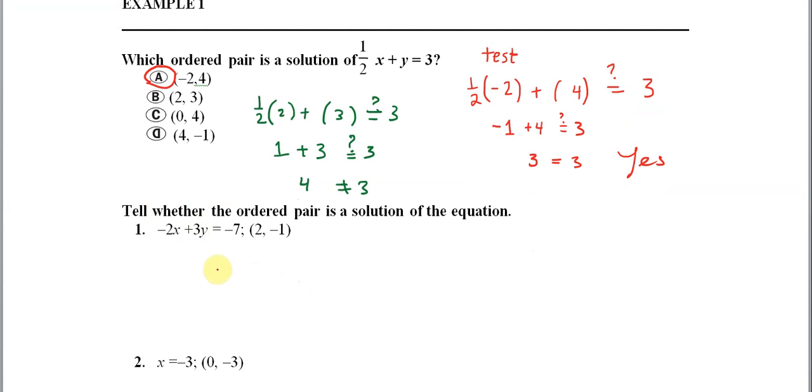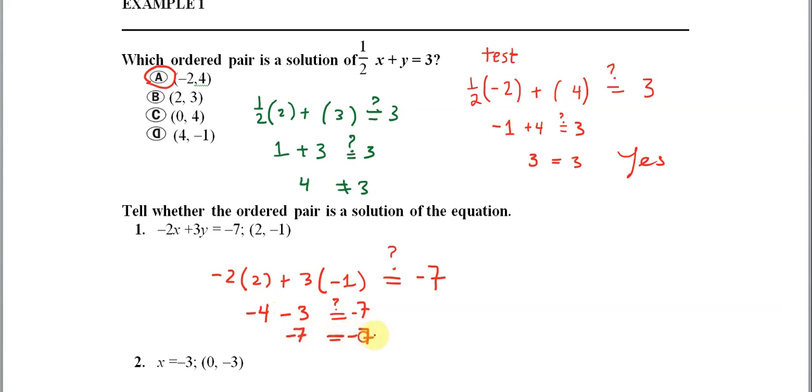Right, so then we're going to do the same thing, substitute negative 2, substitute in 2 for x, plus 3, substitute in negative 1 for y, and identify whether or not that's equal to negative 7 and determine that. Okay, so negative 2 times 2 is negative 4, negative 1 times 3 is negative 3. On the left side, we do get negative 7. On the right side, we also get negative 7. So yes, this is a solution.